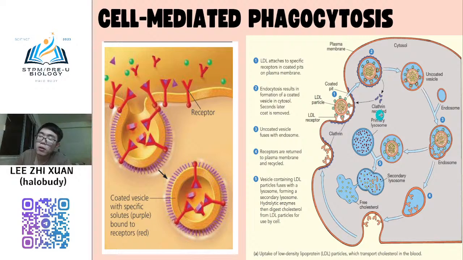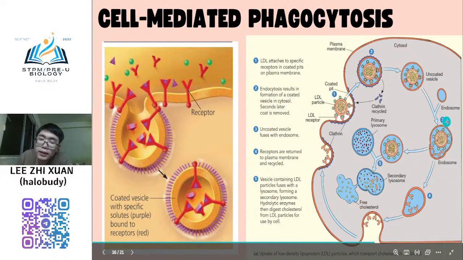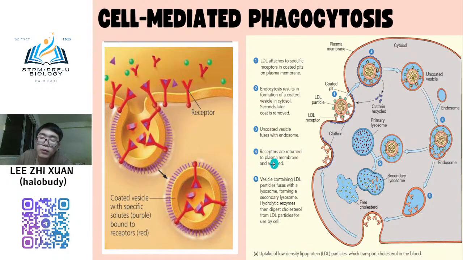The coated is because of the clathrin. And then after that the endosome forms, and this is the process. With the endosome, the receptors are returned to the plasma membrane and recycled. The receptor will be released because of the endosome, and finally the vesicle containing LDL will fuse with a lysosome, and the lysosome will hydrolyze this, to produce the free cholesterol.